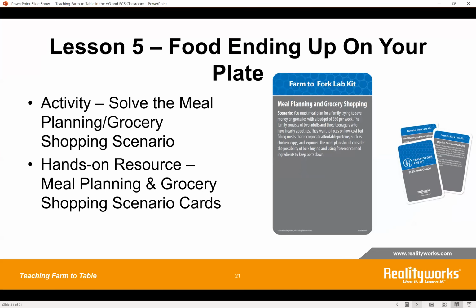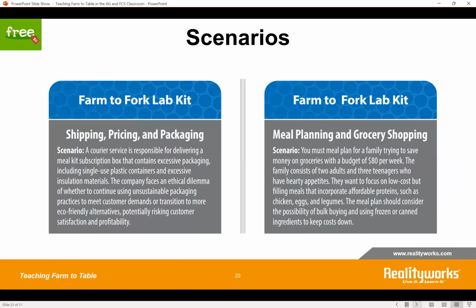And similarly, in the food ending up on your plate lesson, we've got a scenario-based learning activity where the topic is meal planning and grocery shopping challenge scenarios. In this one, each kitchen lab is going to choose a challenge card, and it's going to include specific planning for a specific number of meals with financial or ingredient constraints. So again, they're going to have to put on their problem-solving hats and work together as a team to solve that challenge. And you can see here we've shared 2 different scenarios from that kit with you today.